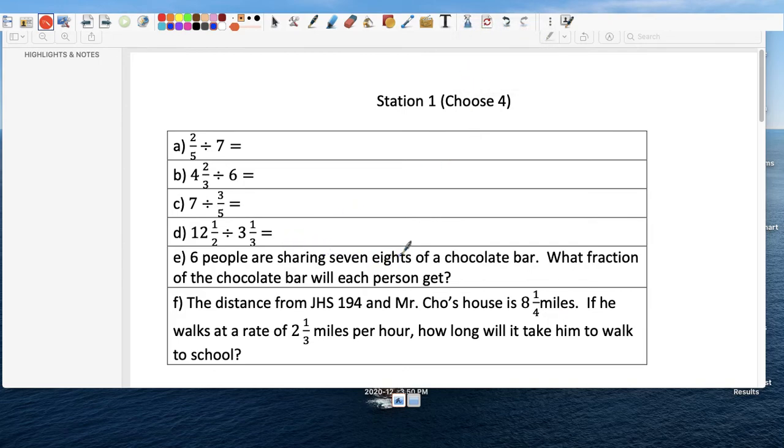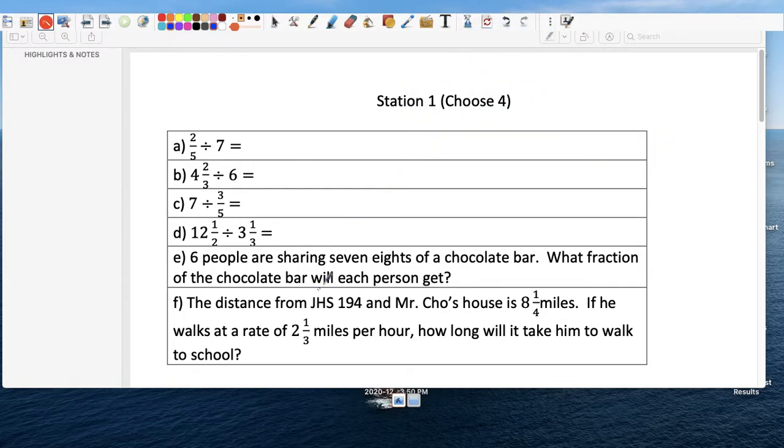6 people are sharing 7/8 of a chocolate bar. What fraction of the chocolate bar will each get? What are we sharing? The people or the chocolate bar? We're sharing the chocolate bar. So it's 7/8 divided by 6 people. Let's put this over 1. 7/8 times the reciprocal, 1 over 6. 7 times 1 is 7, and 8 times 6 is 48. Can I simplify? No. Done.